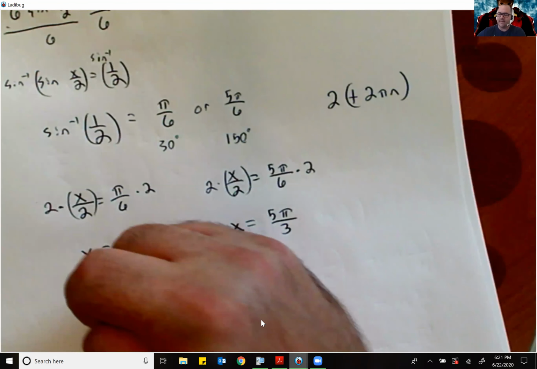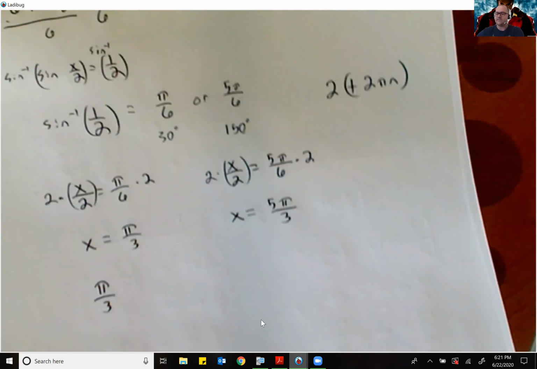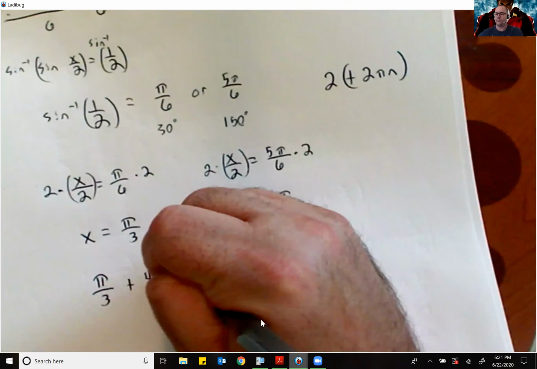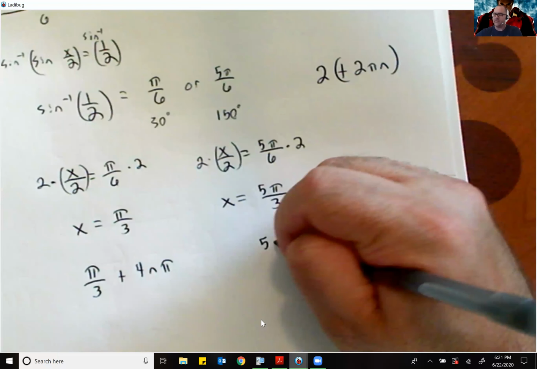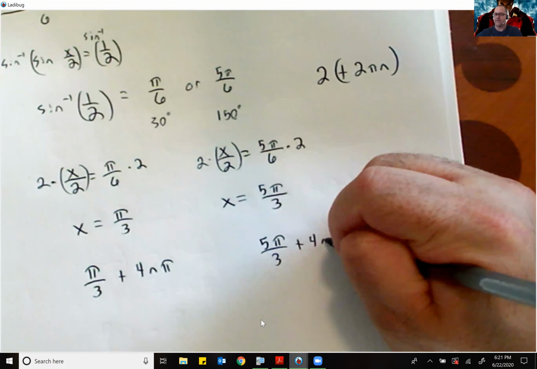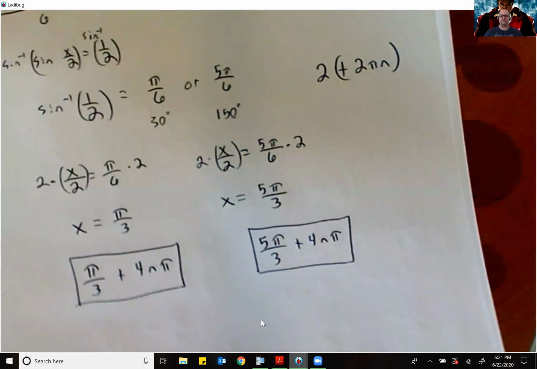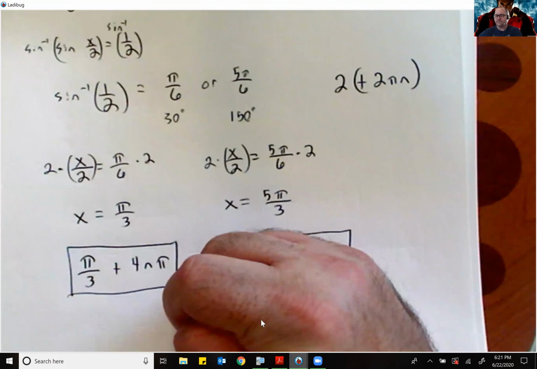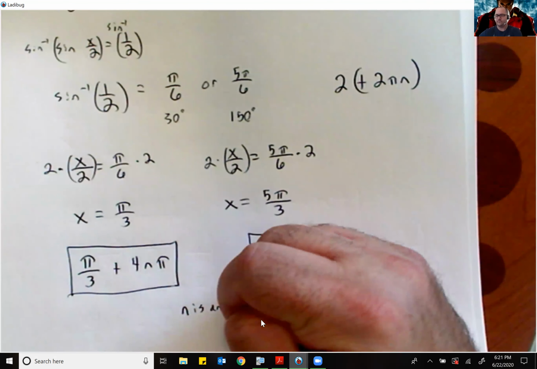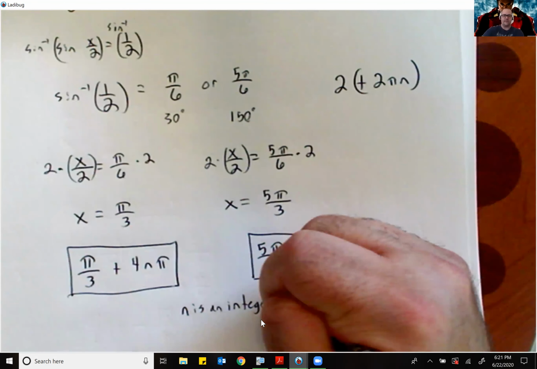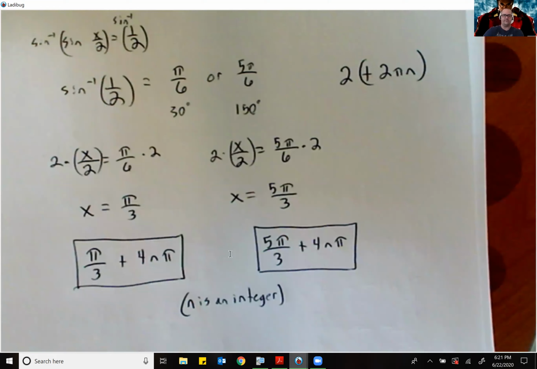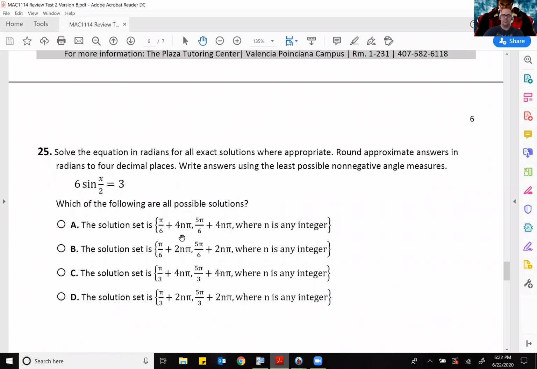Okay? So our final answer down here is pi over 3 plus 4n pi. This guy is 5 pi over 3 plus 4n pi. Those will represent all of our answers. And again, n is an integer still. So if we come back out here, look at that, 4 pi n or 4n pi. Which one is it? It's right here at C. And that right there represents your guys's exam 2.